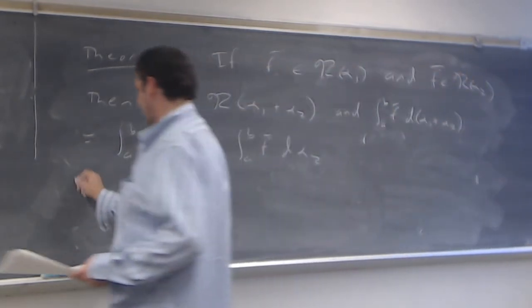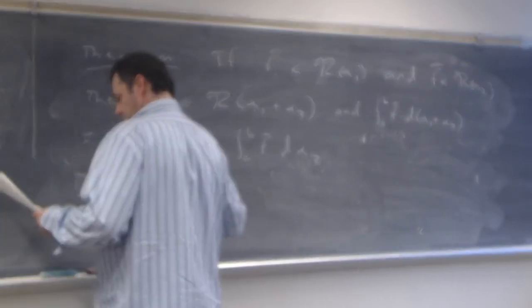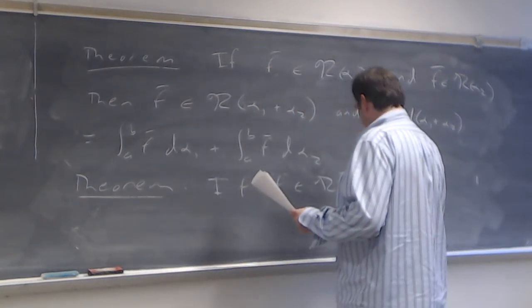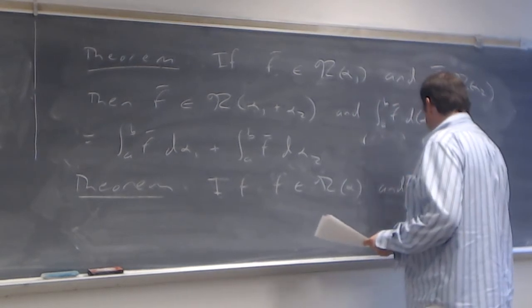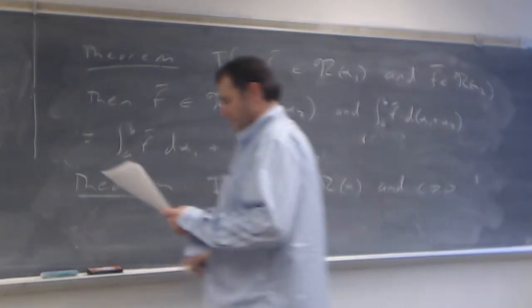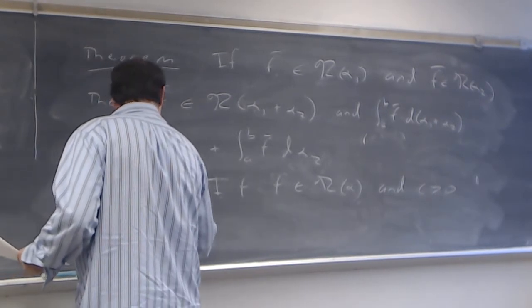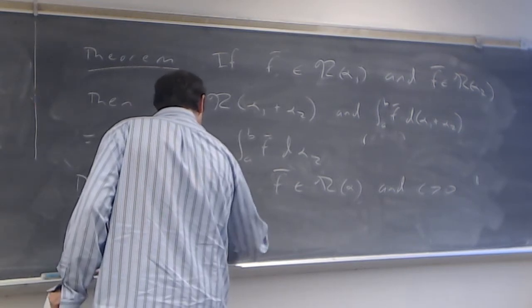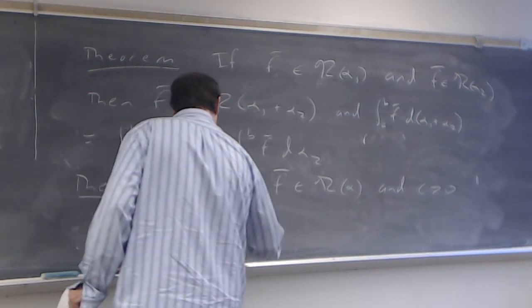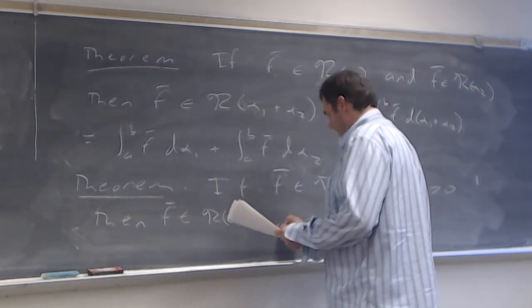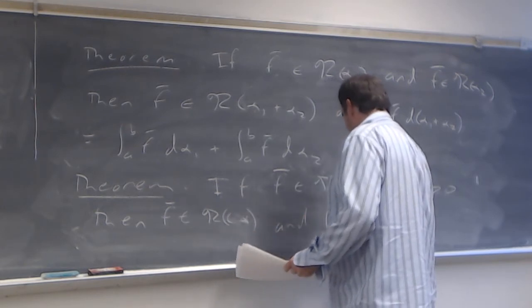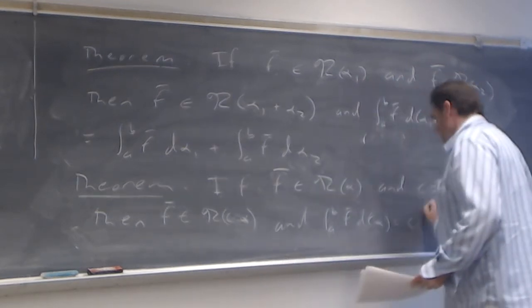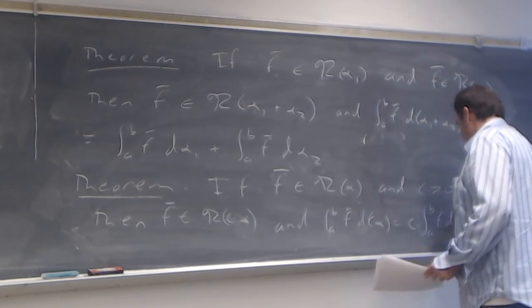Another theorem that we'll state without proof is: if f bar is Riemann-Stieltjes integrable with respect to alpha, and c is greater than 0, then f bar is Riemann-Stieltjes integrable with respect to c times alpha, okay, and the integral from a to b of f bar d(c alpha) is equal to c times the integral from a to b of f bar d alpha.